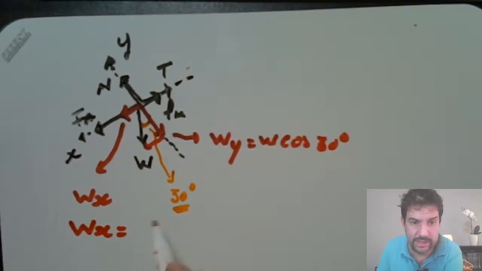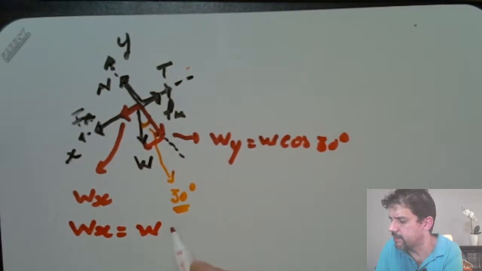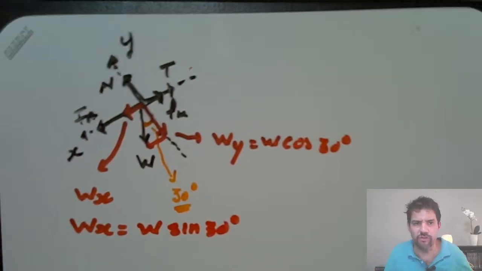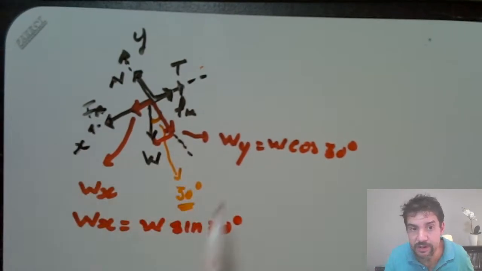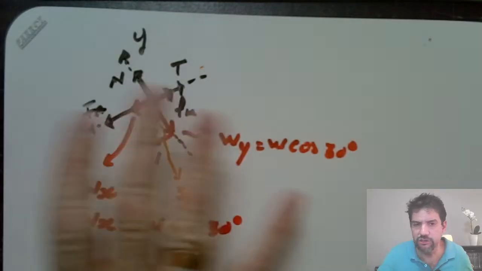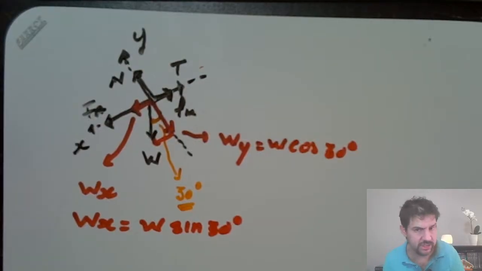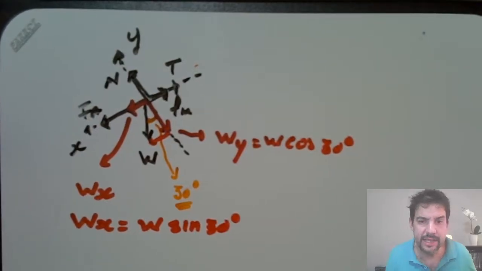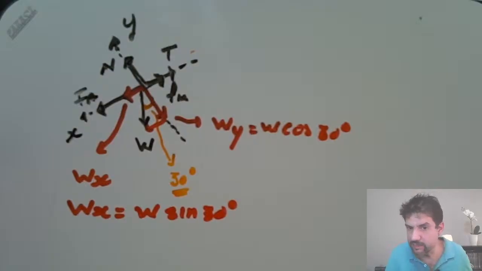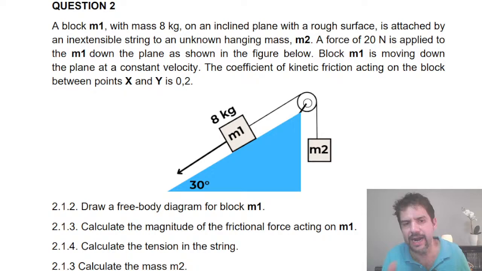W in x, or weight in x, is equal to weight multiplied by sine theta, which is 30 degrees. This one I do in this free body diagram, but I do not touch the other one, that is for marks. This one will help me now to know what forces are in the X axis and what forces are in the Y axis. That is for me to work. So now we can go there and start doing the calculation.